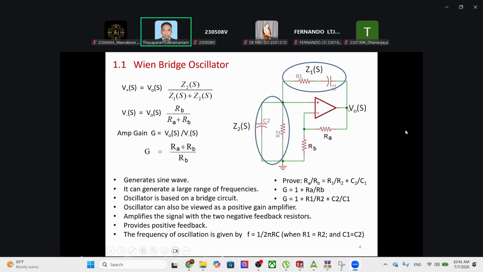Right now, every group will have to come up with a different frequency range, depending on your index number. So two groups' designs are not going to be the same. All groups will have a similar procedure, but the values are different. So you have to calculate for your required frequency.